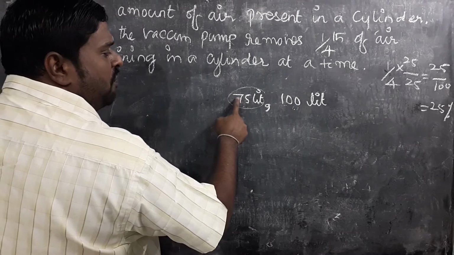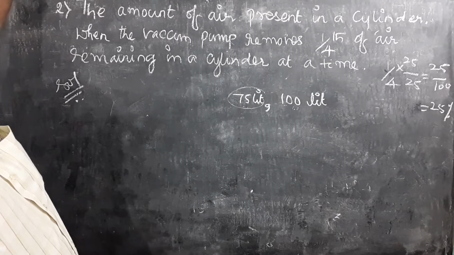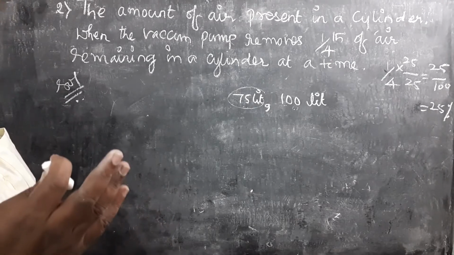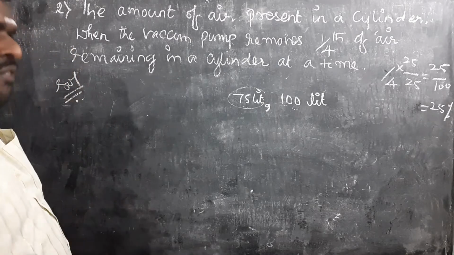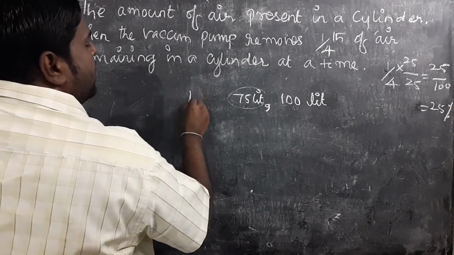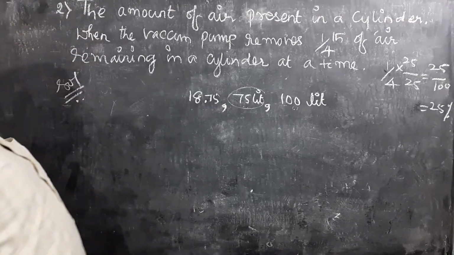So what is half of 75? Half of 75 is 37.5. 35 plus 35, what will I get? 70, 32.5. Half of that is nothing but 18.75.